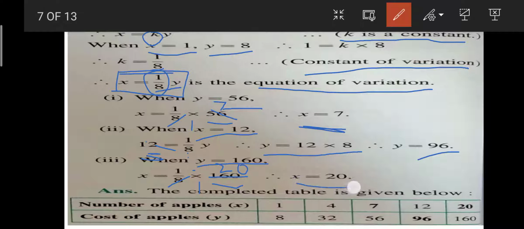So what is the value of x? X is 20. So students, here we will put the values. We will make the table again like this and we will put the values. Okay. Now similarly we will see another sum.